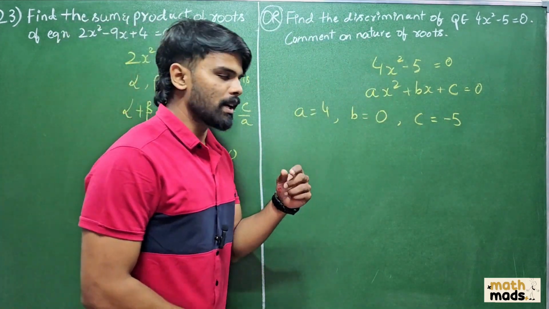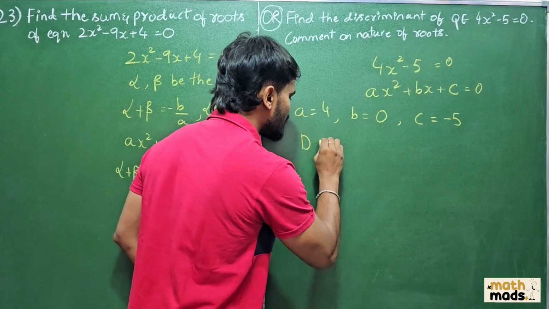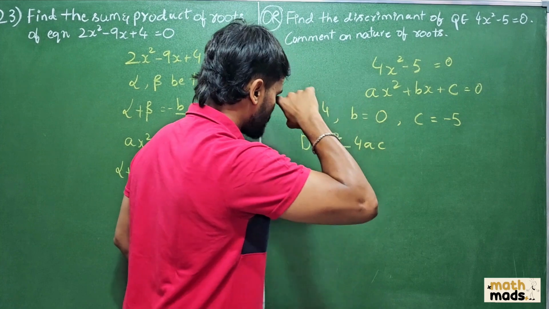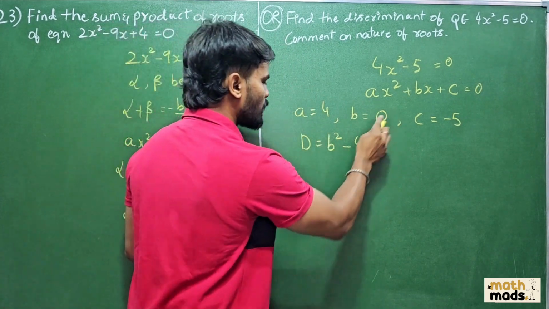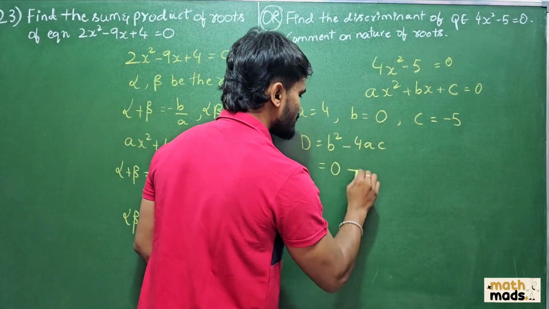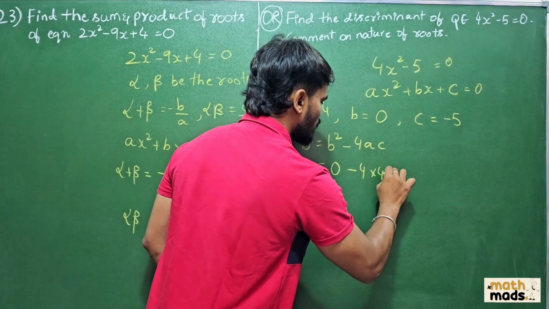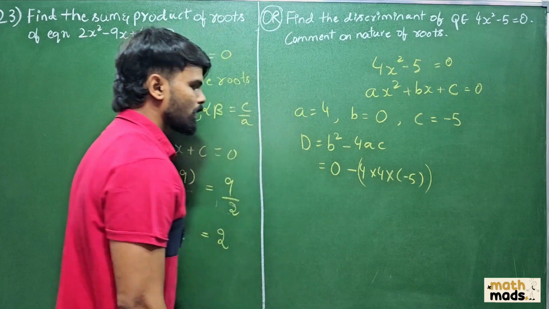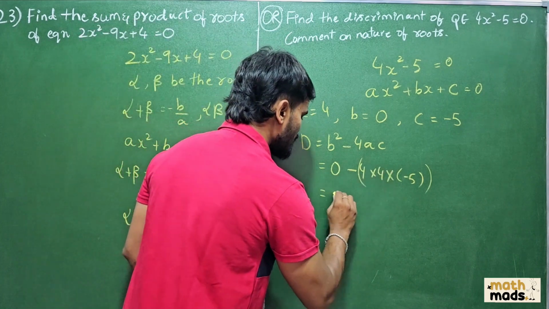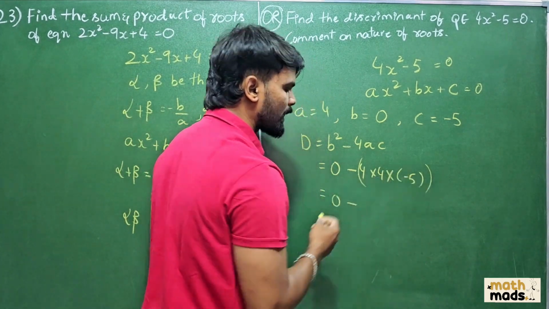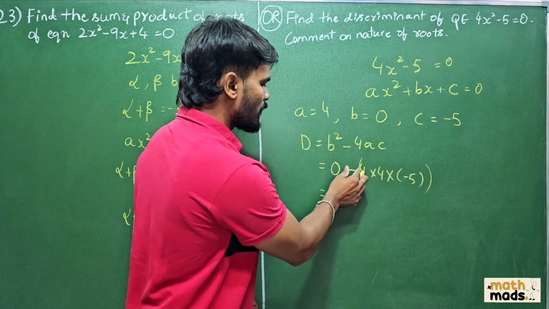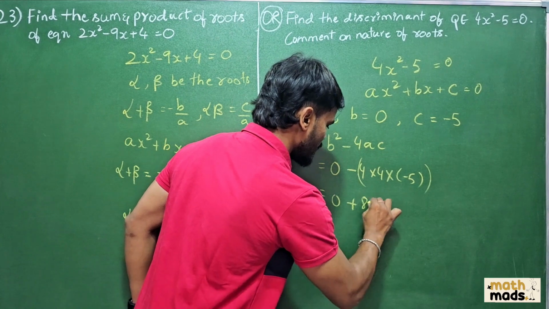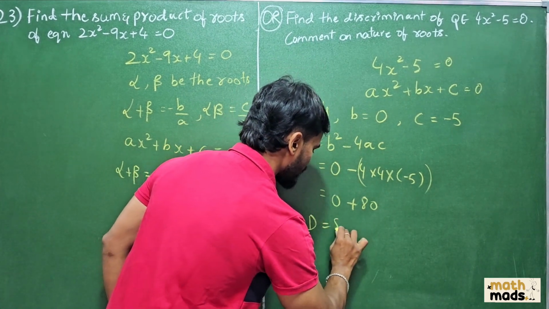You should find the discriminant. You know how to find the discriminant. D is nothing but b square minus 4ac. We know that b is 0. So 0 minus 4 into 4 into minus 5. This is what you have to do. So 4 into 4 is 16. 0 minus 16 into minus 5 is minus 80. Outside the bracket, you already have a minus sign. So 0 plus 80. D will become 80.